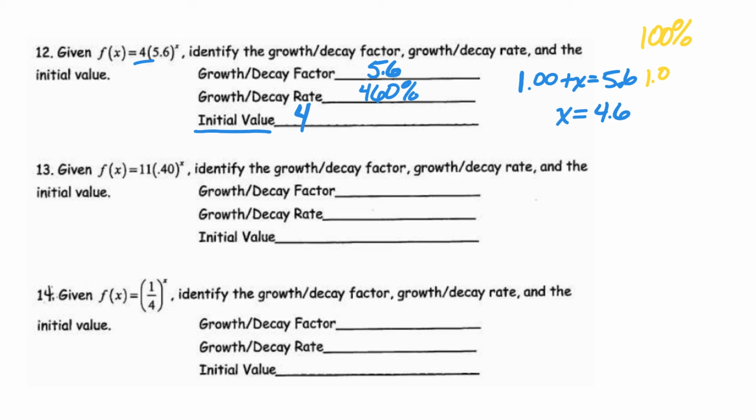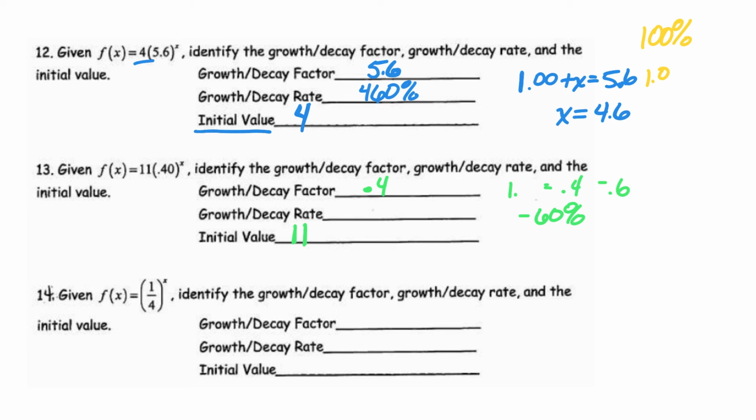Moving on to the next one, let's get that initial value out of the way, which is 11. The value in front of our base. Our factor is 0.4. We start at 100%, or 1, and we ended at 0.4. What this means is we've lost 60% because we went down 0.6.